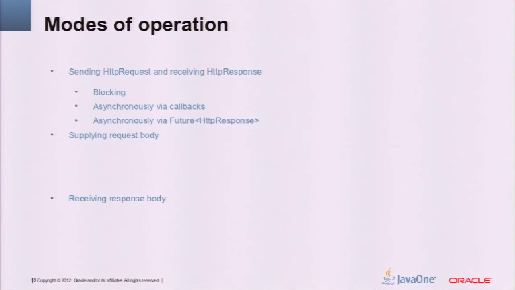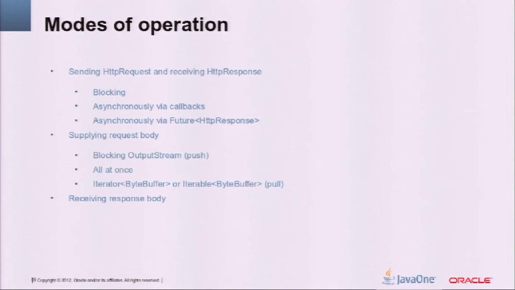As Danny already introduced, there are three basic mechanisms for sending and receiving. You have the traditional blocking mechanism, and then the two new asynchronous mechanisms using either callbacks or future objects. So we'll look at some examples in a moment.